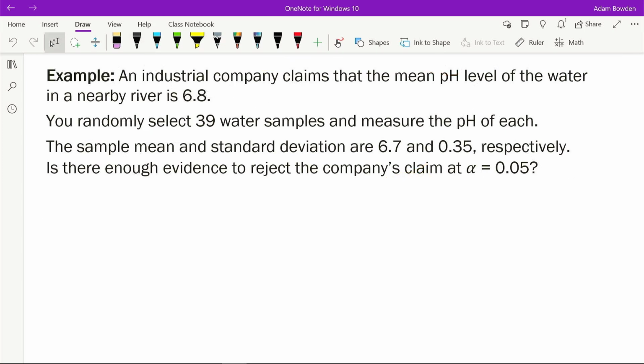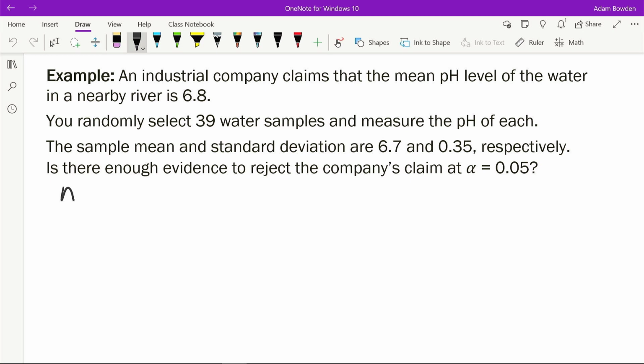One more example here where we're going to need to use the t-distribution. It says an industrial company claims that the mean pH level of the water in a nearby river is 6.8. We're going to randomly select 39 water samples and measure the pH of each. The sample mean and sample standard deviation are 6.7 and 0.35 respectively. Is there enough evidence to reject the company's claim at 0.05?